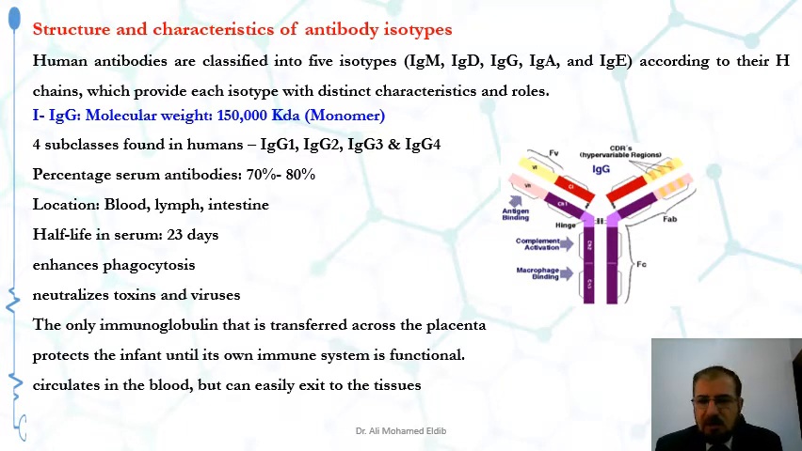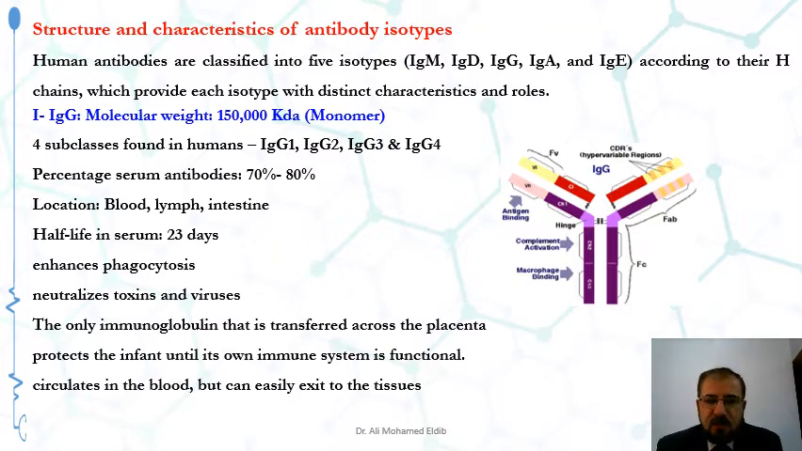Each of those isotypes contains its own characteristics and its own functions or roles. Number 1, the IgG, the most important and the dominant immunoglobulin in our bodies. The IgG molecular weight is about 150 kilodaltons. It is a monomer, composed of just 1 unit of Y shape.